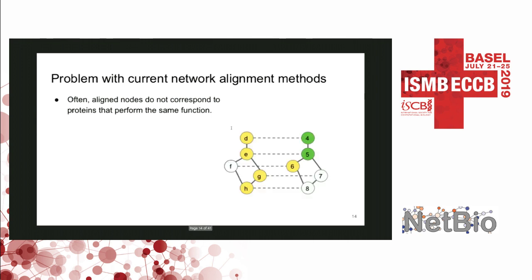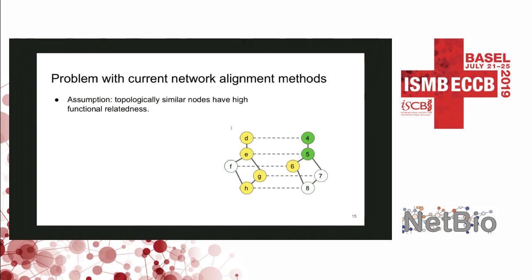But in actuality, what may happen, for example, taking a part of our previous network, is that D and 4, E and 5, these proteins may not actually share the same function, even though they're aligned to each other. And so again, this brings up the question: can we use network alignment to transfer knowledge if this happens? Of course, in order to address this issue, we want to understand why aligned nodes are not sharing the same function. And one possible reason is that many current network alignment methods assume that topologically similar nodes have high functional relatedness.